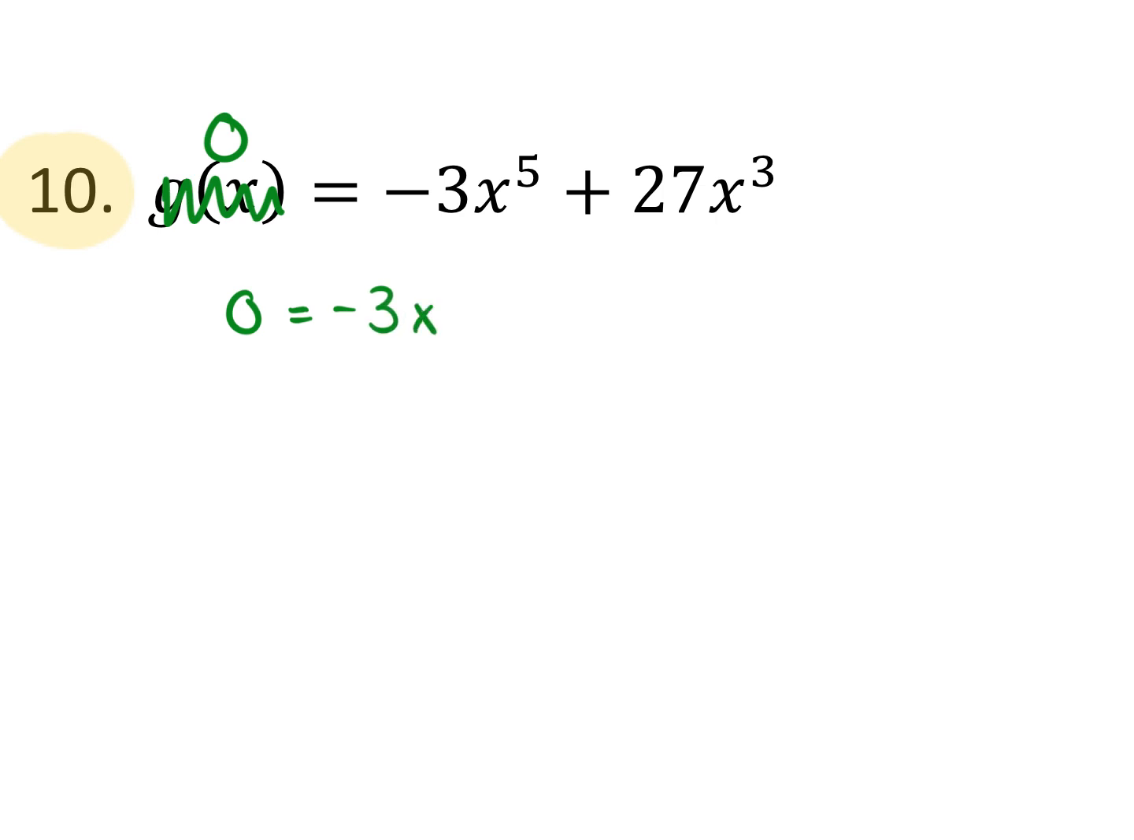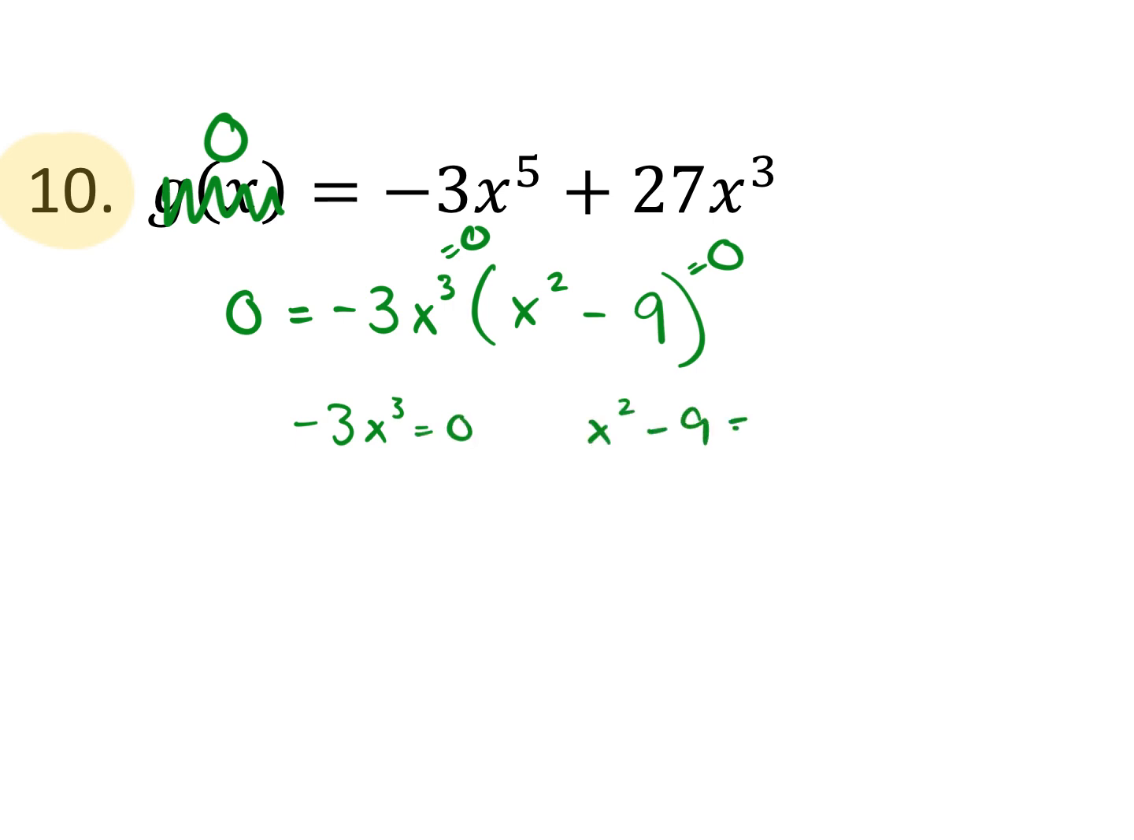Perfect. Take out our greatest common factor, so that'd be -3x cubed. We're left with x squared minus 9. To find the zeros, we want to set these equal to 0. So we have -3x cubed equals 0 and x squared minus 9 equals 0. You could factor x squared minus 9 more, but you don't have to. You could just set it equal to 0 here.